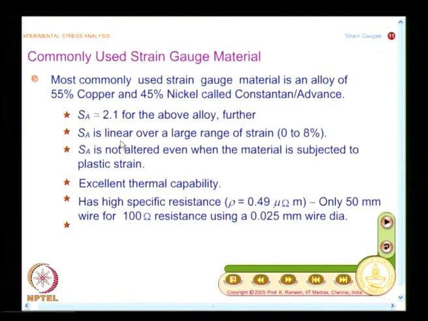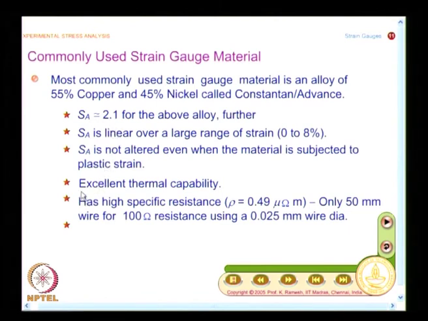and S_A is linear from 0 to 8%, and we have already seen 0.2% is the value at which yielding takes place. So, 8% is a very large strain magnitude, and we have already seen from the expression for strain sensitivity of the conductor that it approaches 2 when the material is subjected to plastic strain, and this is the reason why we want 2, because it reduces to 1 plus 2 nu. That is the reason why we choose a material which has S_A closer to 2.